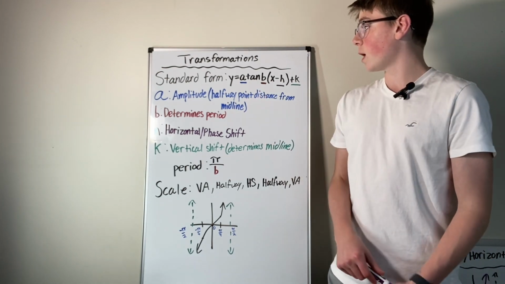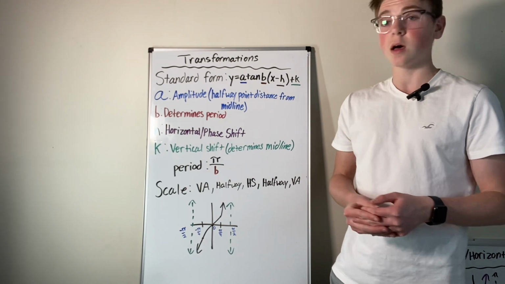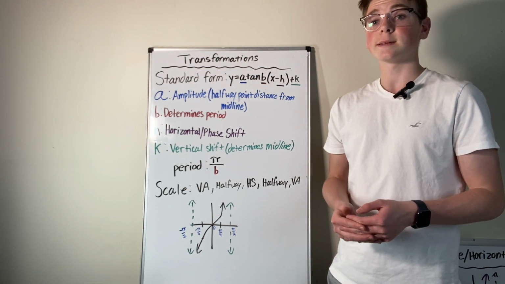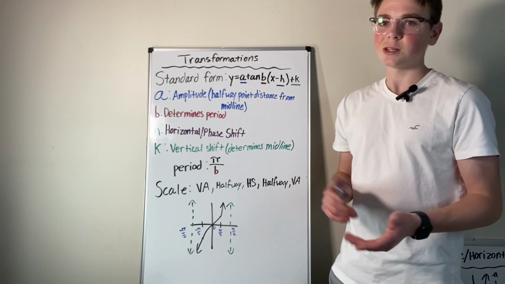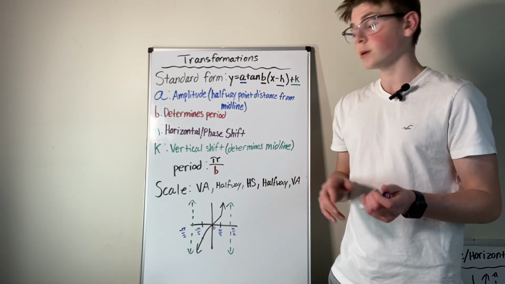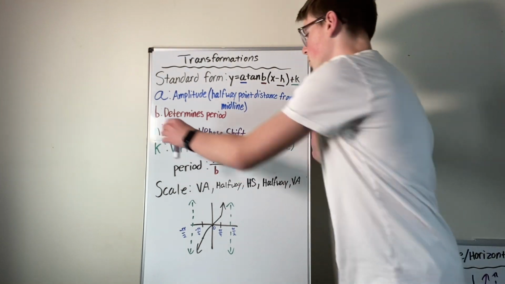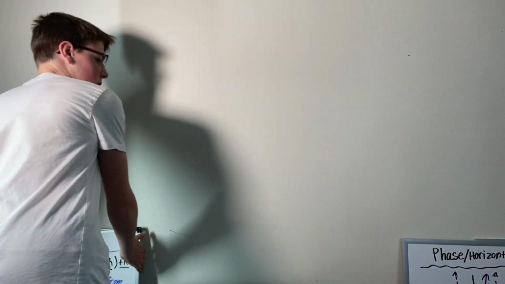Our standard form is y equals a tangent b of x minus h plus k. Today, we are isolating this minus h, but really just isolating the h. And our h is our horizontal/phase shift. So let's get started with our examples.